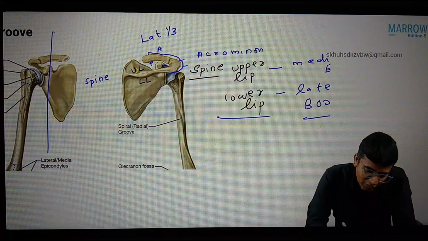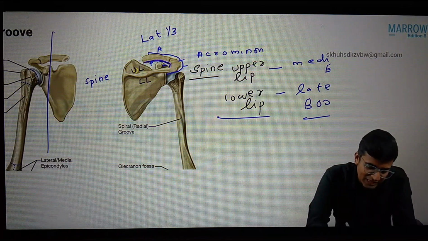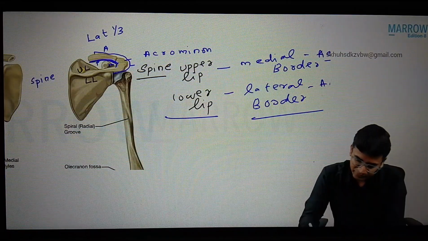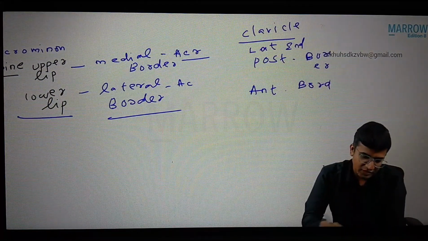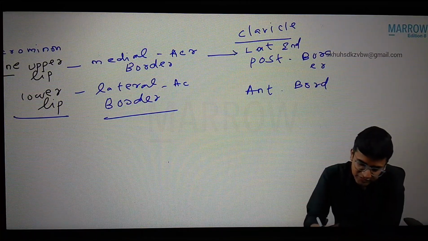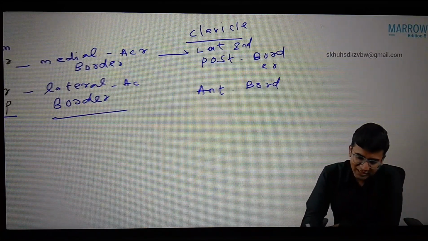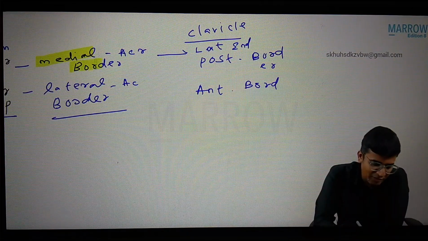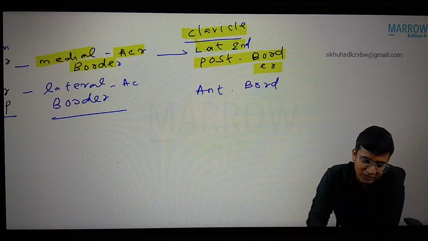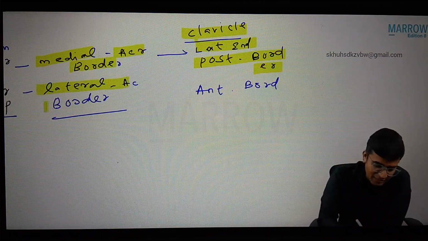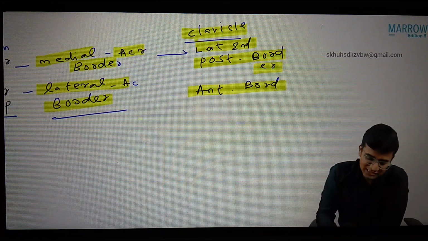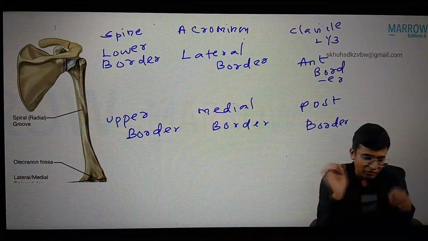Similarly, the medial border of the acromion is continuous with which border of the clavicle, lateral 1/3? Posterior border. So we have a continuity here. Right. So the medial border of the acromion process continues with the posterior border of the lateral 1/3 of the clavicle. The lateral border of the acromion continues with the anterior border. We have to know this continuous line, because they give origin and insertion. So now we know the continuity.